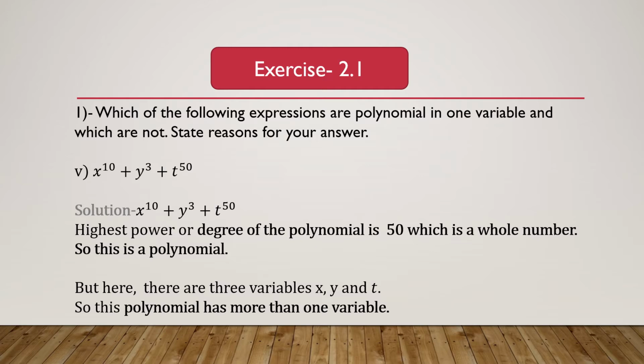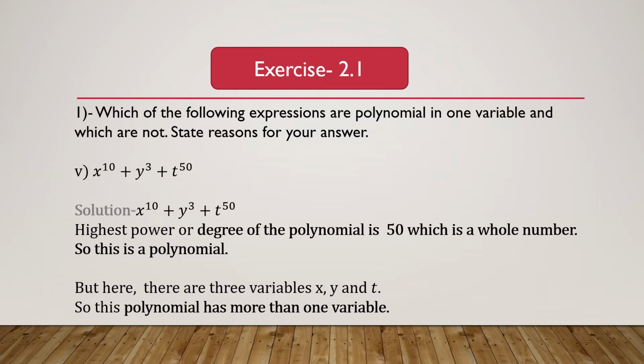Now the fifth one given is x to the power 10 plus y cube plus t to the power 50. Here the degree of the polynomial is the highest power, that is 50, and 50 is a whole number, so this expression is a polynomial. And now we will check whether this polynomial is in one variable or not.